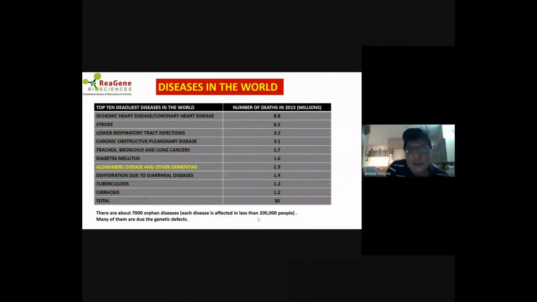So if you look at the diseases in the world, Alzheimer's disease and other dementias account for a number of deaths. In 2015, at least 1.5 million. Of course, the major one is ischemic heart disease or coronary heart disease, but Alzheimer's disease also contributes to significant deaths in the world. Next one, please.